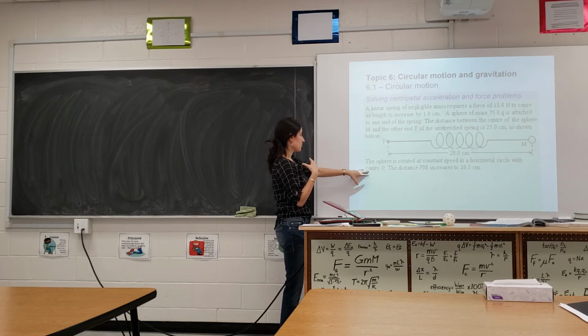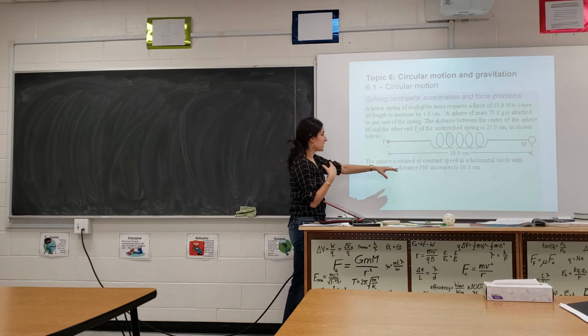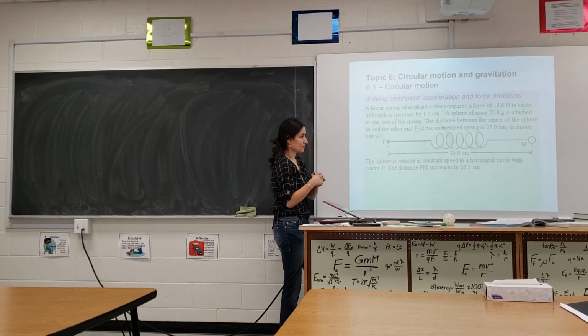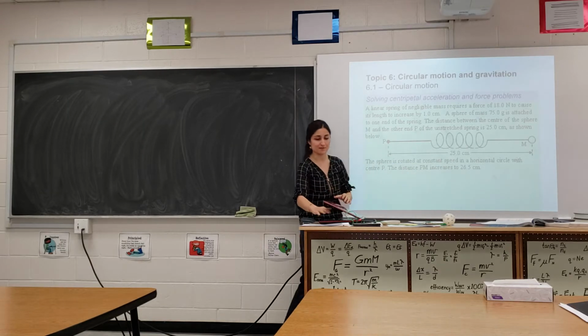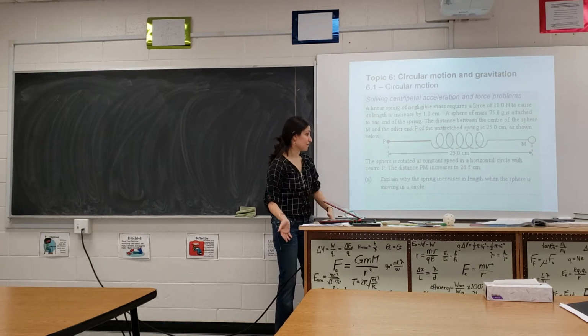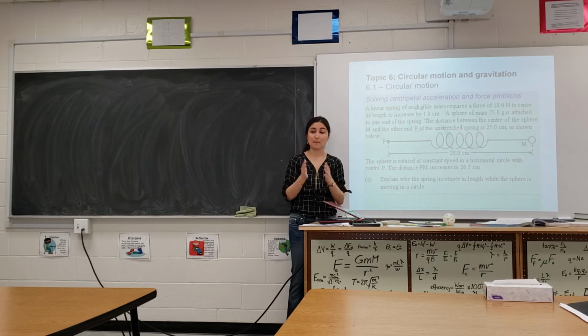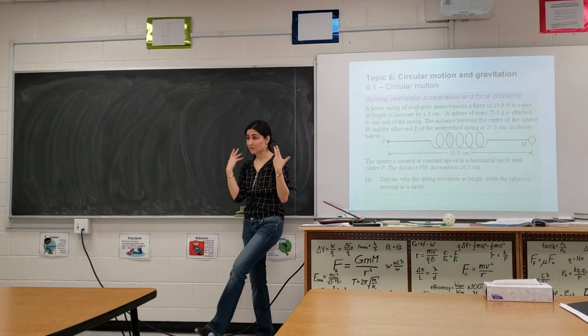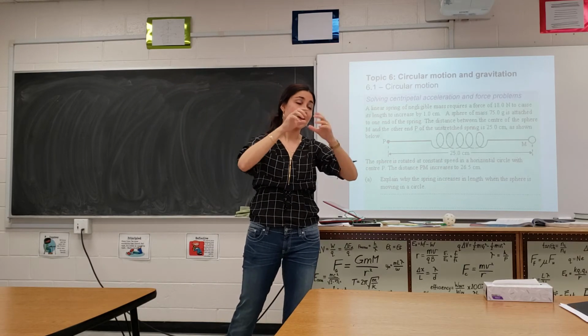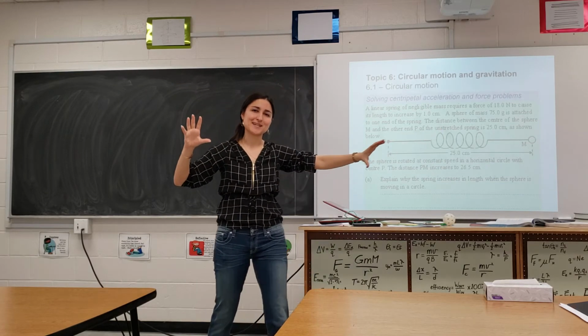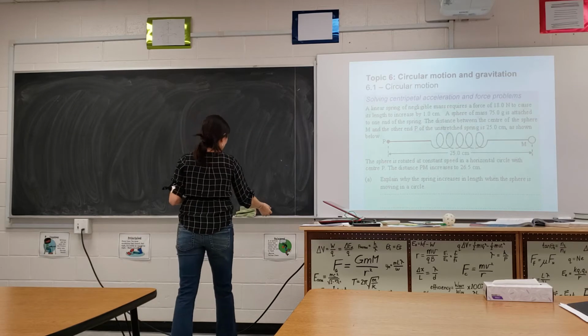In a horizontal circle with center P, the distance PM increases to 26.5 centimeters. So it started at 25, now it's at 26.5. So the first question is, well, why does it increase in length? Okay, so it might make intuitive sense why it does. I mean, you've got a spring and you're waving the spring in a circle, the spring's going to get longer, right? But why is that? Okay, so you know why, but why is it?